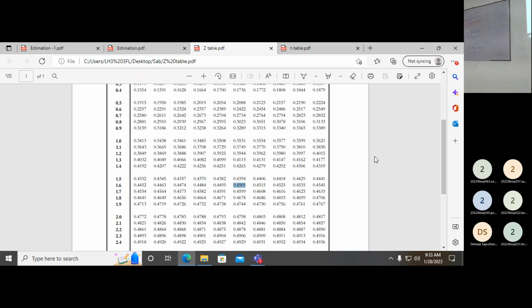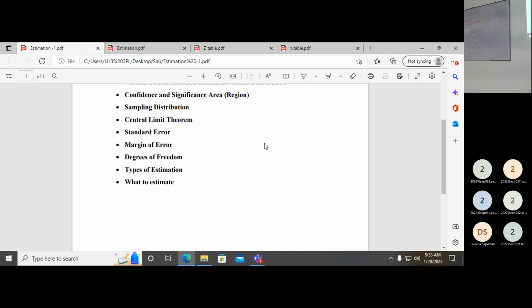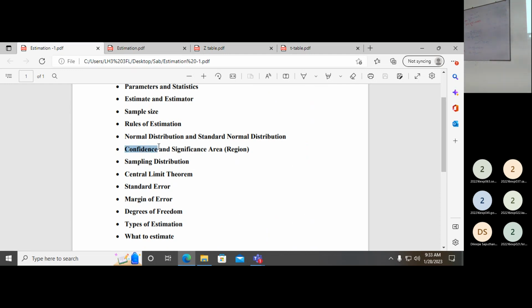Right. Then confidence and significance, that is very clear. You understand. Then we want to take sampling distribution. Sampling distribution.